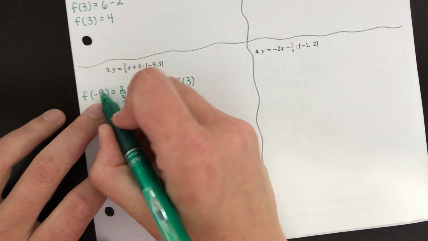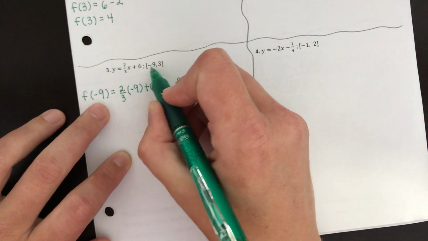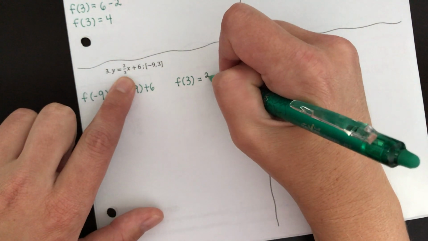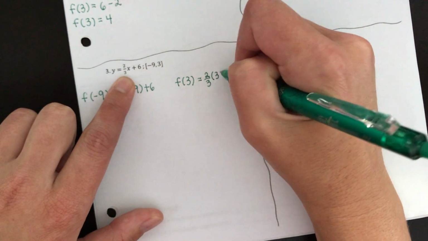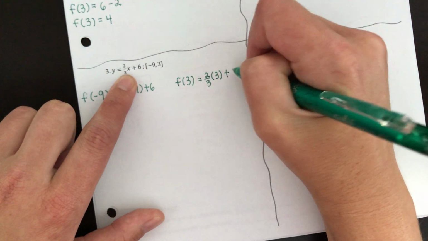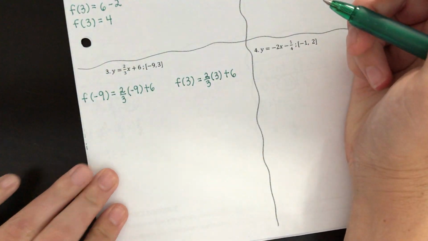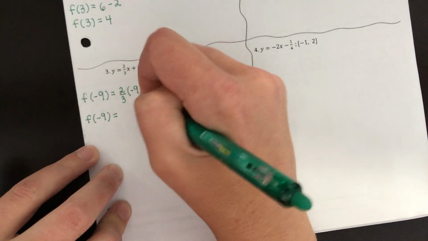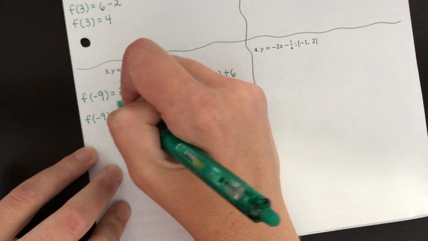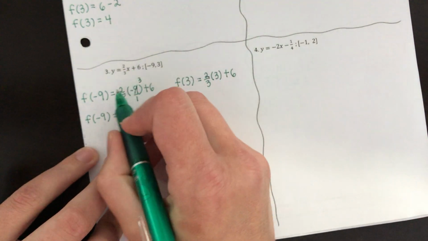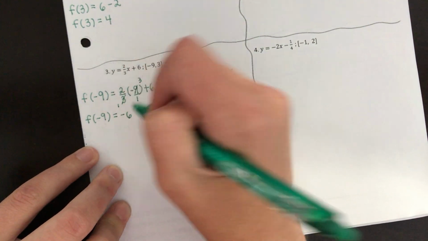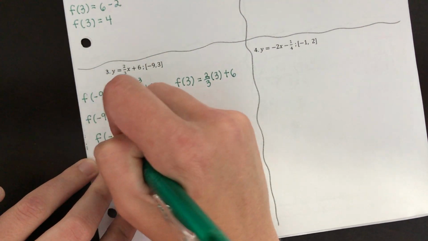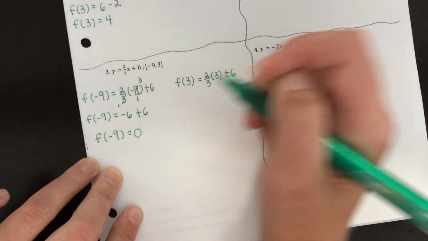Remember, that's my leftmost boundary, that's my rightmost boundary. I'm going to compute both. So f of 3 is going to look like 2/3, where I see x, I plug in 3, and then plus 6. Okay, so now f of negative 9 is going to equal, put this over 1, and then this will turn to 1, this will turn to 3. So 2 times negative 3 is negative 6, and then it's over 1, plus 6. So f of negative 9 equals 0.